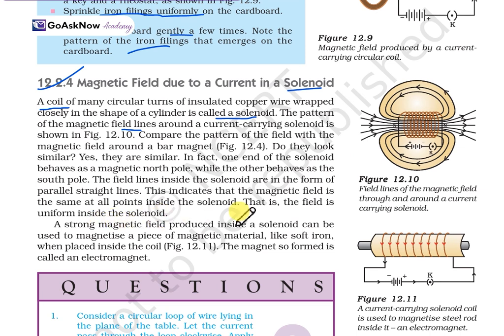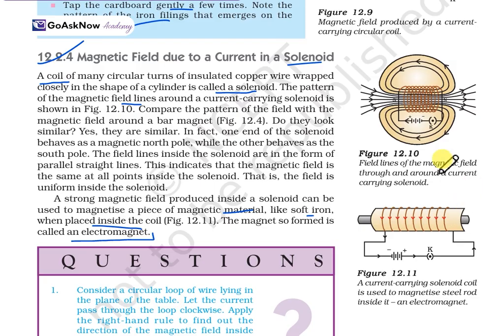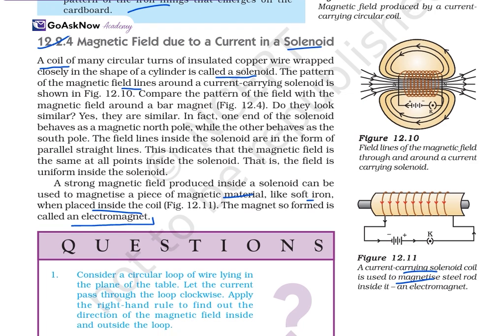A strong magnetic field produced inside the solenoid can be used to magnetize a piece of magnetic material like soft iron when it is placed inside the coil. The magnet so formed is known as an electromagnet. So these are the diagrams. The first one is the field lines of the magnetic field through and around a current-carrying solenoid. The second is a current-carrying solenoid coil used to magnetize a steel rod inside, forming an electromagnet.